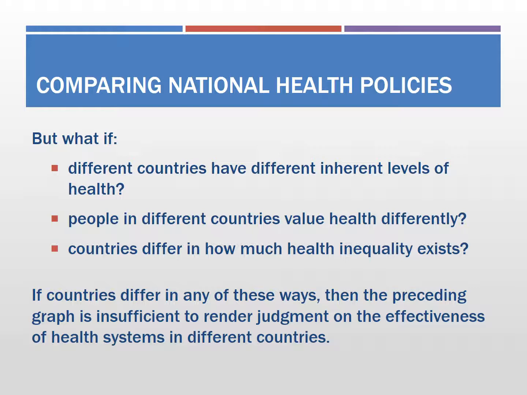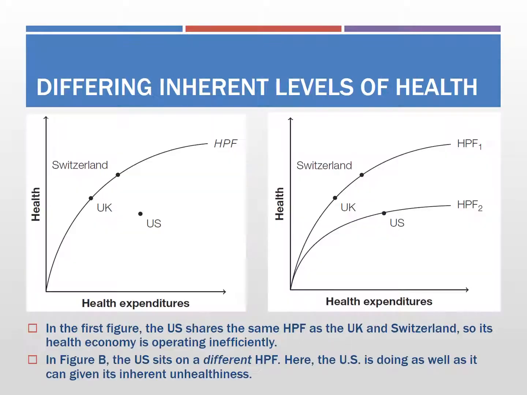So the effectiveness of healthcare systems in different countries should be judged in a different way, or maybe justified with the reasons that we raised in the slides. In this diagram, we give some idea of how things can be explained with different levels of health and different levels of health expenditures.